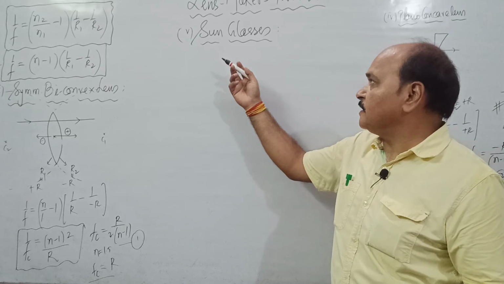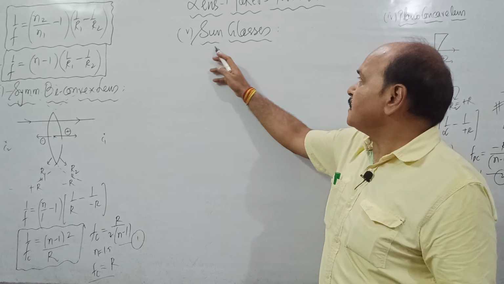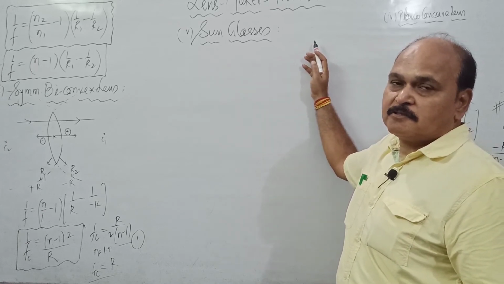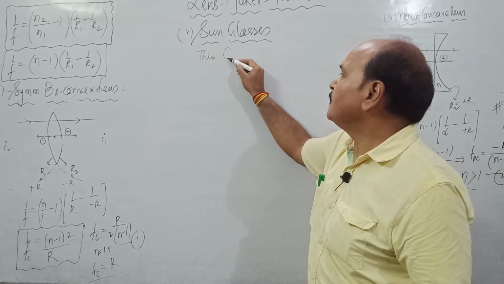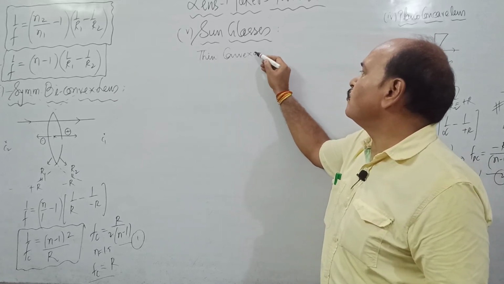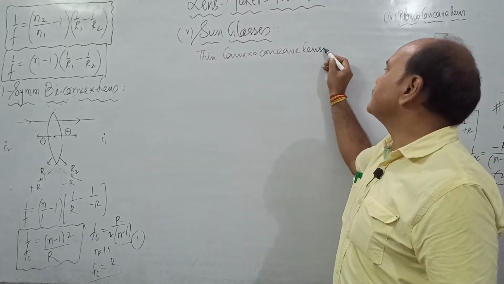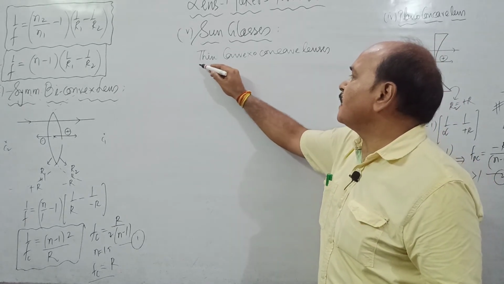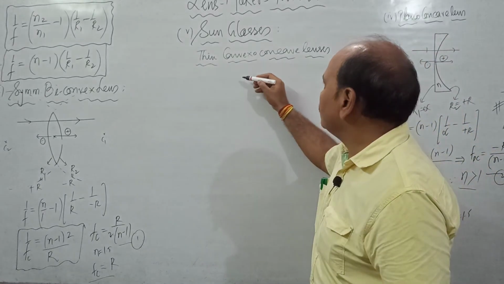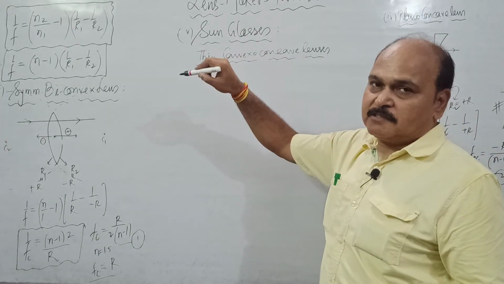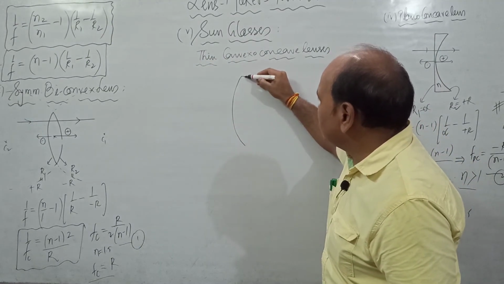Well, there is one more application that we are going to work out. This one more application is the last application of lens maker's formula, and that is sunglasses. What are sunglasses? Sunglasses are thin convexo-concave lenses, or you can say concavo-convex lenses. You can call the lens by either of the two names.